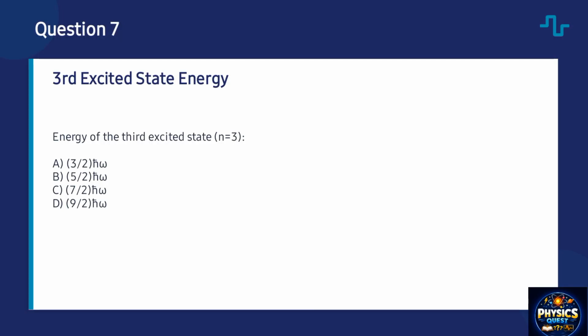Question 7. What is the energy of the third excited state of the harmonic oscillator? Option A, 3/2 ħω; option B, 5/2 ħω; option C, 7/2 ħω; option D, 9/2 ħω.